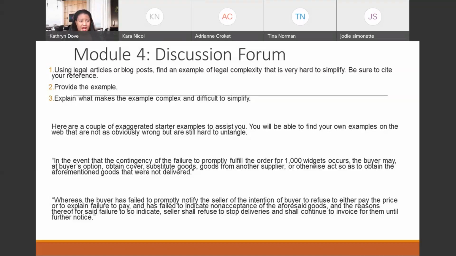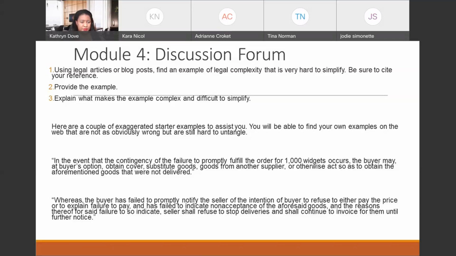And ideally, it would be great to reflect that in the law to make it more accessible to people, so that lawyers and judges are not the only ones that can read a contract and understand it. So in this discussion forum, be sure to just jump on the internet, find an example of some complex language, cite the reference, and explain what makes the example complex and difficult to simplify.